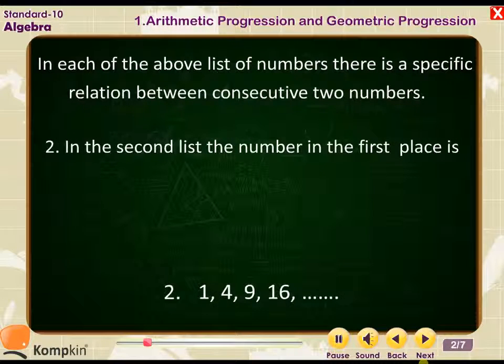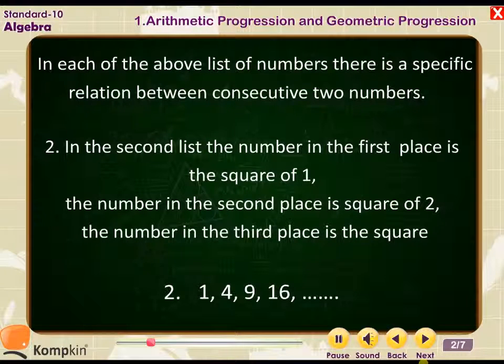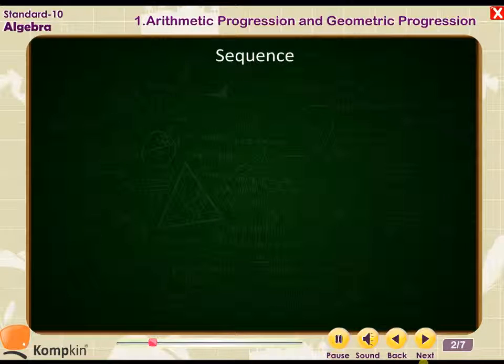2. In the second list, the number in the first place is the square of 1. The number in the second place is the square of 2. The number in the third place is the square of 3, and so on.